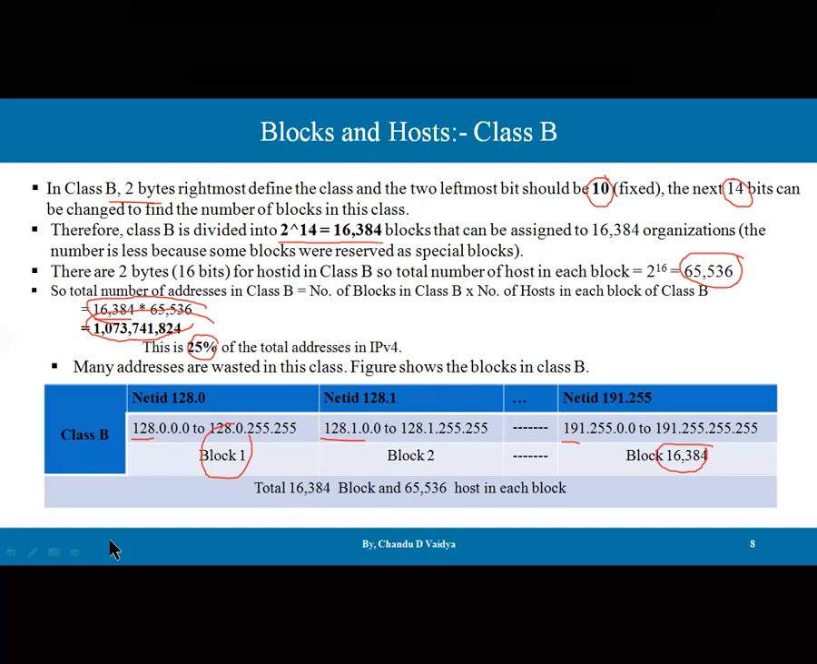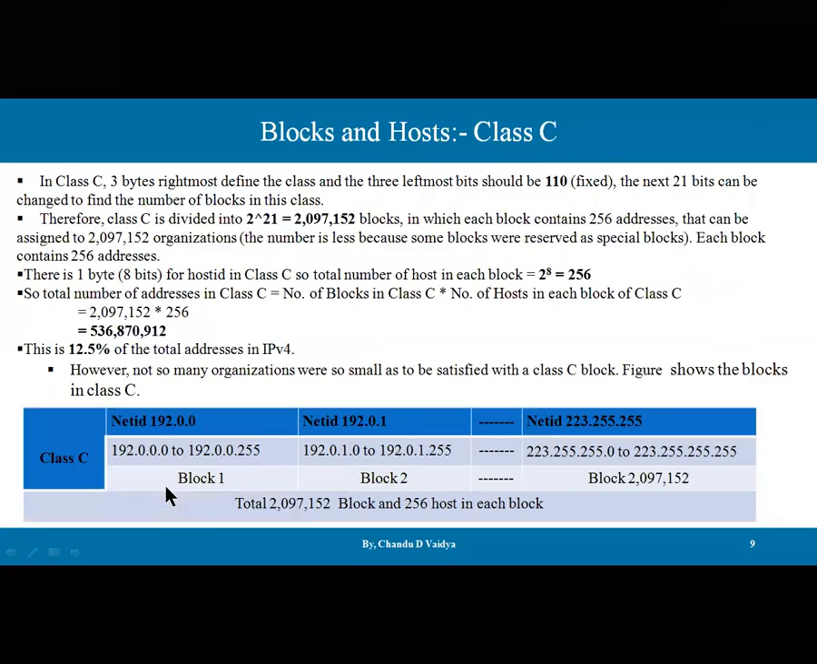Let's talk about class C. So here we know that in class C, only one octet is available for the host ID, and the rest of the three octets belong to the net ID. So if you go with the standard definition, out of the first three octets, the first three bytes, there are fixed bits available, 110. This is the identification of class C. So if you subtract the 3 bits from 24, it will be 21. So 2 to the power 21, it means what?